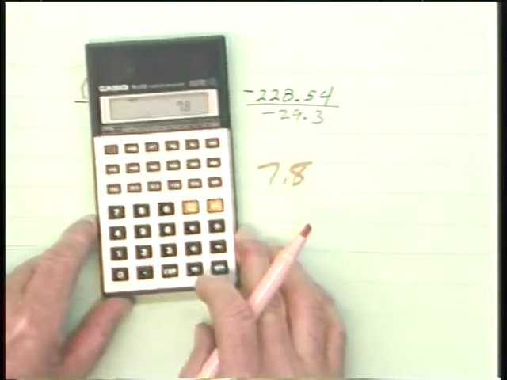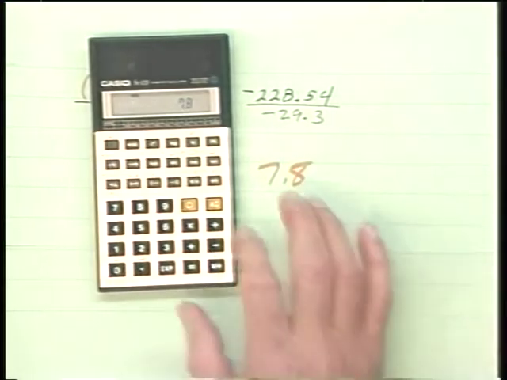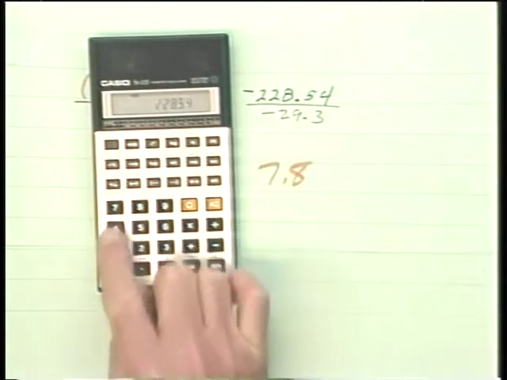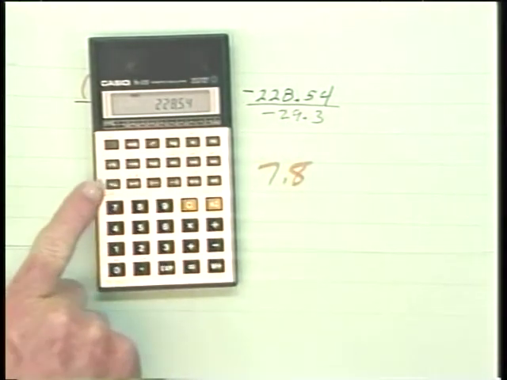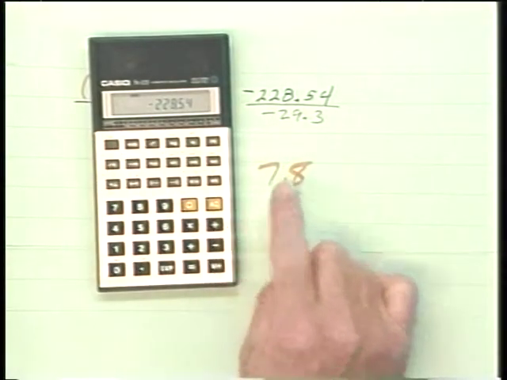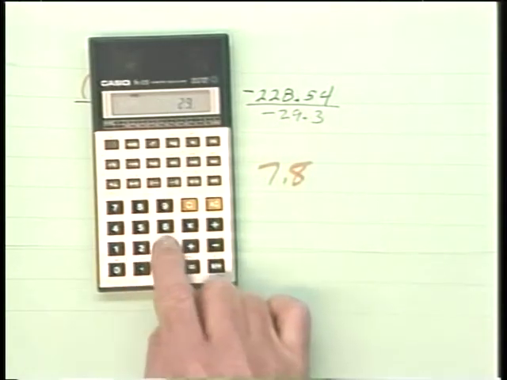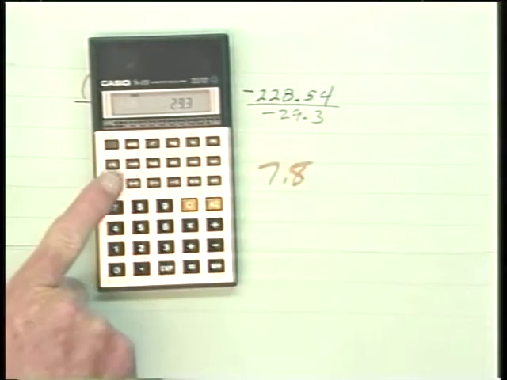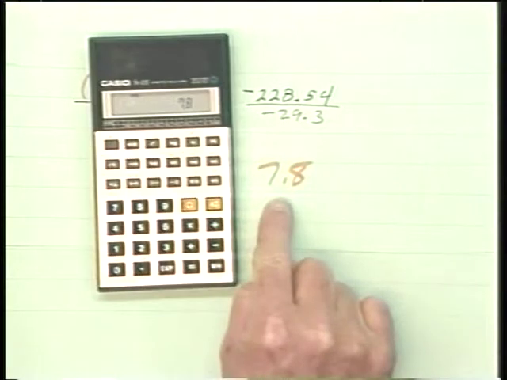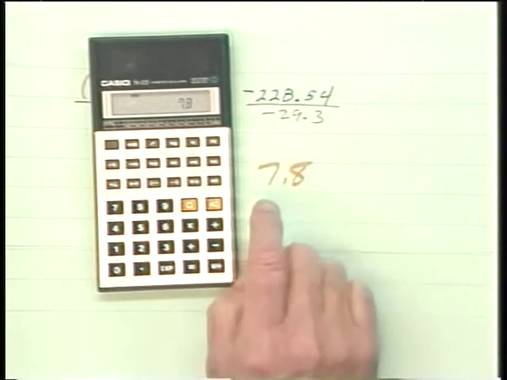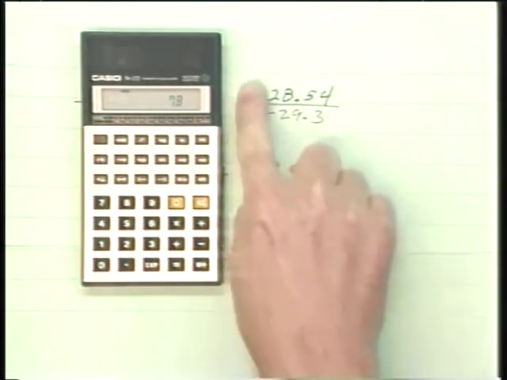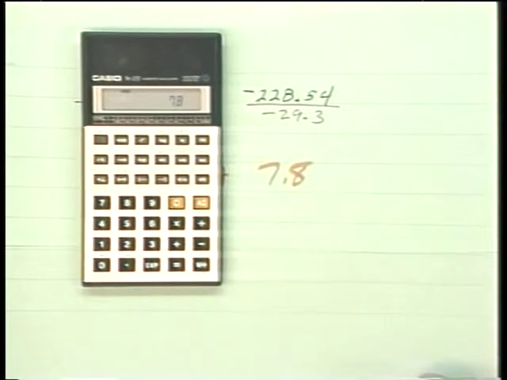Now while we're at it, let's show that our calculator could divide with the negative numbers themselves. I could say 228.54, that's a positive number, push the change sign key, which makes it negative, divide. Now 29.3, that's positive, I want negative, change sign, equal, and it does come out positive 7.8. But this is a nice point to realize that I can do this faster in my head than on the calculator. So calculator does not always save you time.